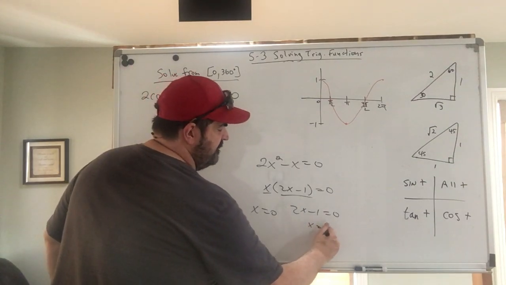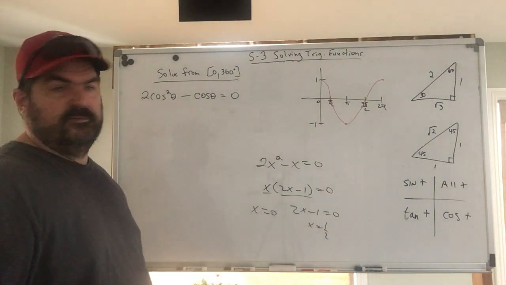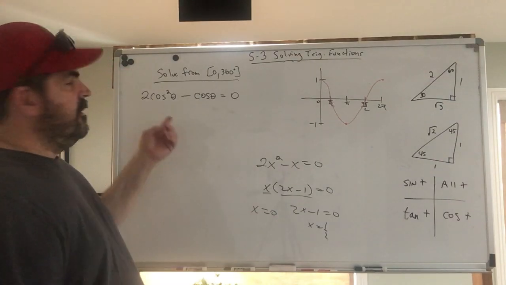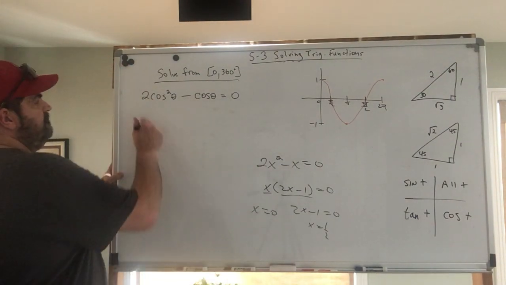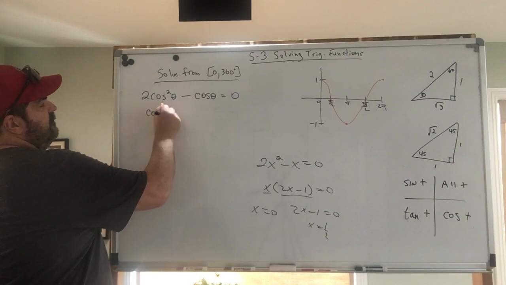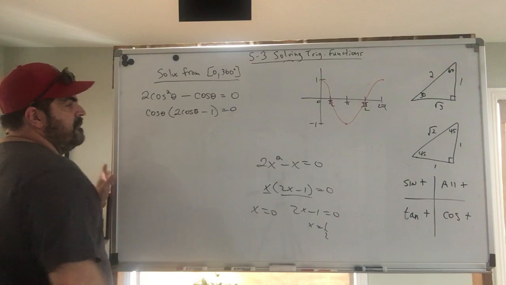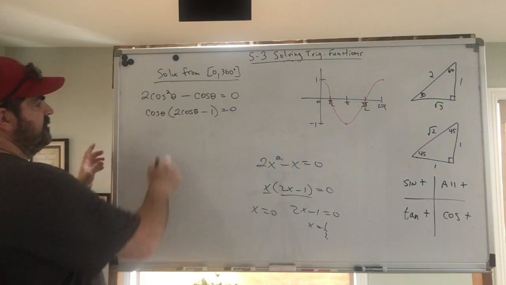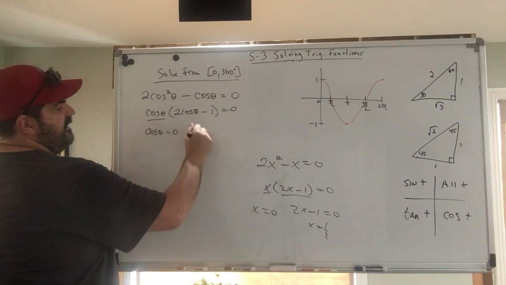So we get x is 1/2. And as far as an algebra kid, they are done. They have solved the problem. Ours is a little different. So what do these guys have in common? It's cosine. So we factor out a cosine, and you set each of those equal to 0. So I set that equal to 0, and I set that equal to 0.